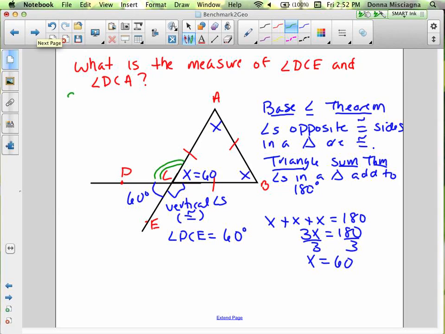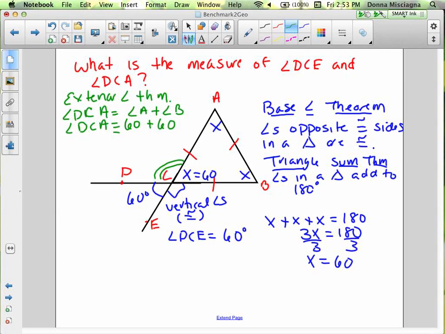You could solve it using exterior angle theorem. Using exterior angle theorem, angle DCA is equal to angle A plus angle B. Well, if this angle x is 60, all the x's are 60, so that means angle DCA equals 60 plus 60, or 120 degrees. That's one way you could solve for angle DCA.